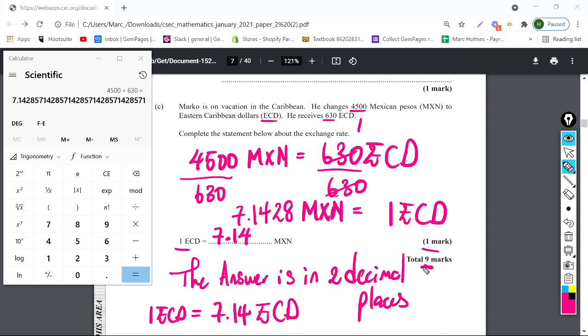And the total marks for this number 1 question is 9 marks. So I think we could pick up the 9 marks here. I think it's reasonable. And that's it.